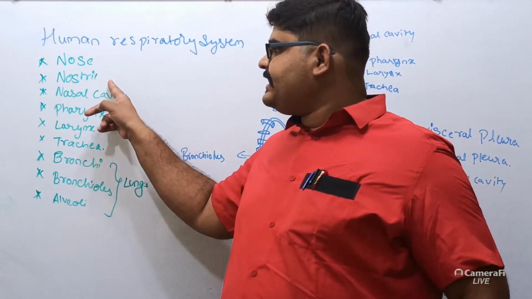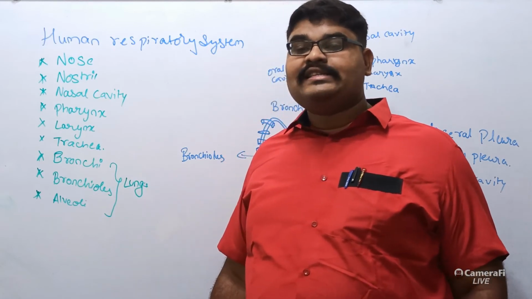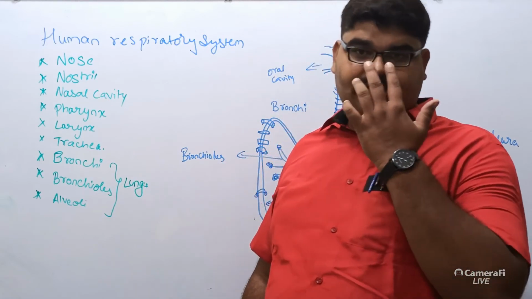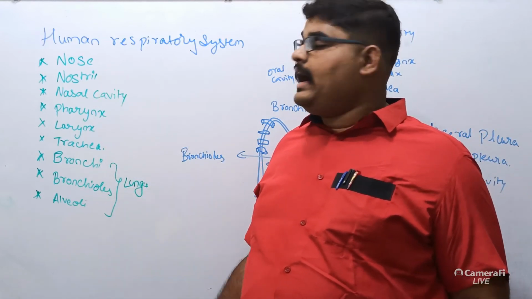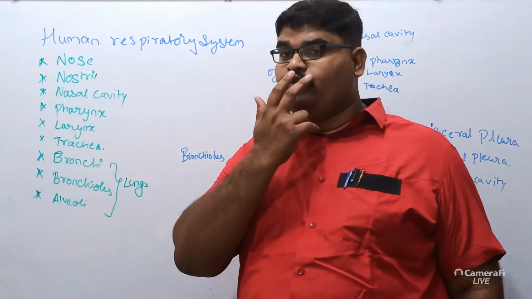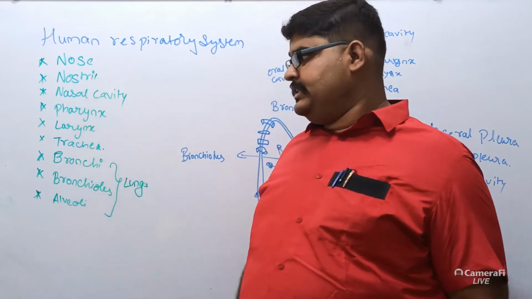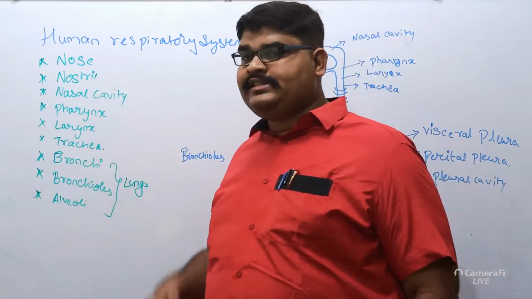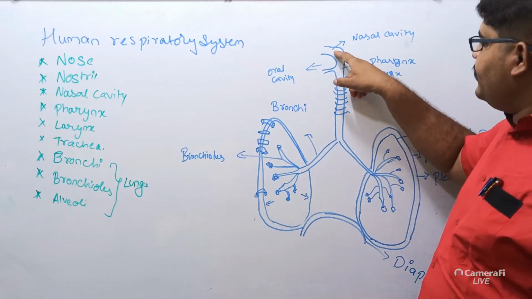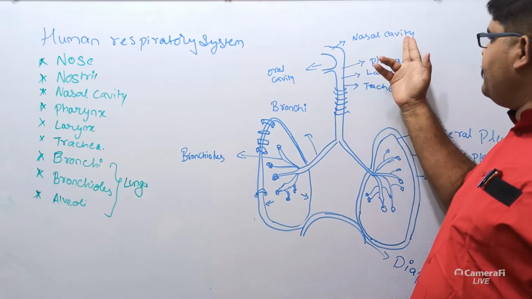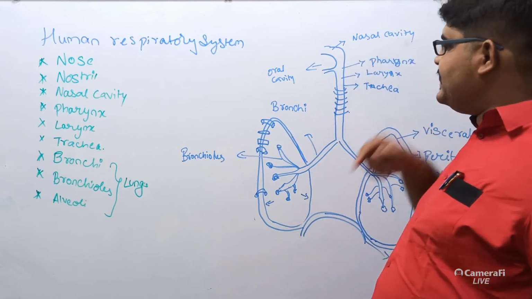Okay. Then the second one is the nostril. What is the nostril? Nostrils are the two openings present at the nose. The openings of the nose are called nostrils. Then after the nostrils, when you look at this diagram, you find a space or a cavity, and this space is called the nasal cavity.